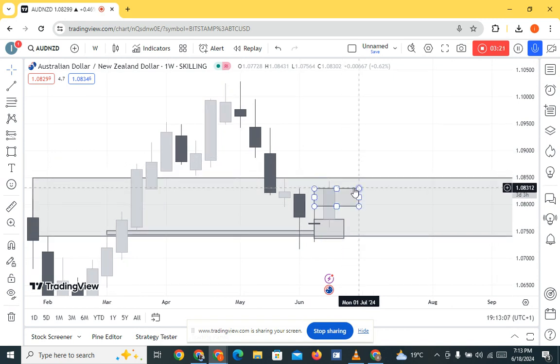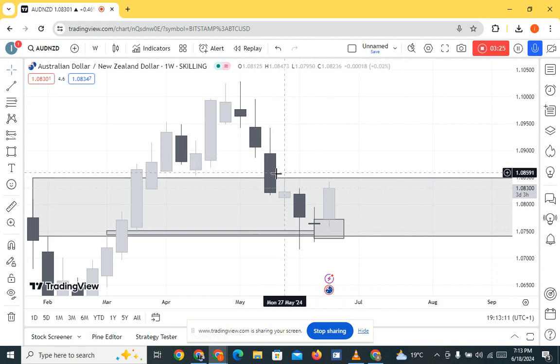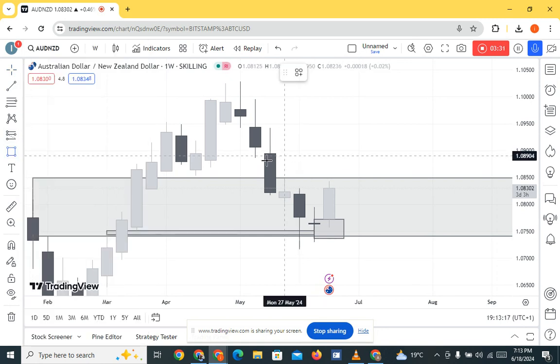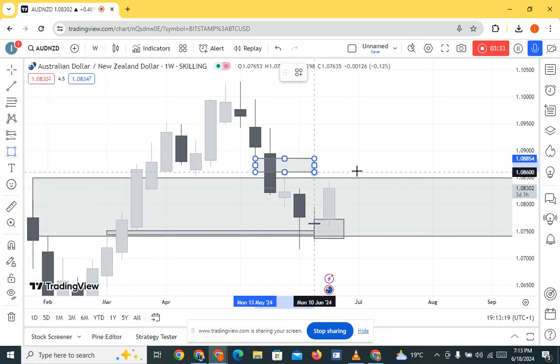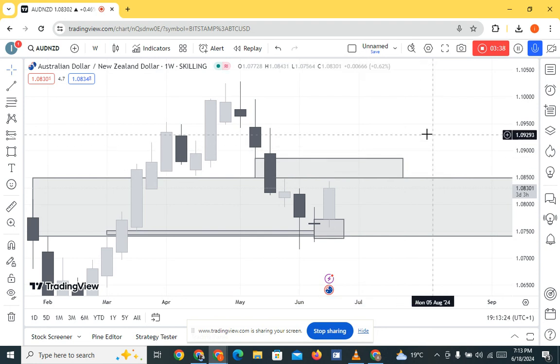But right now in price we have just one target, and that target is this fair value gap right here. That's our first target right now.